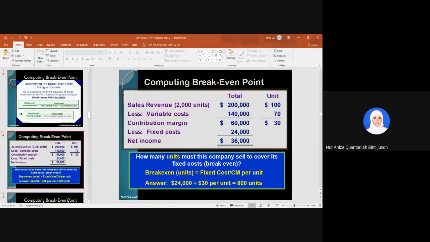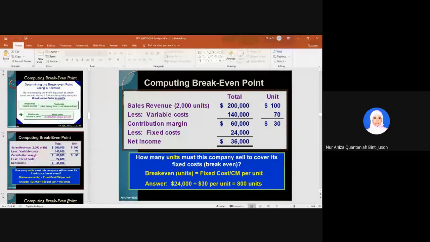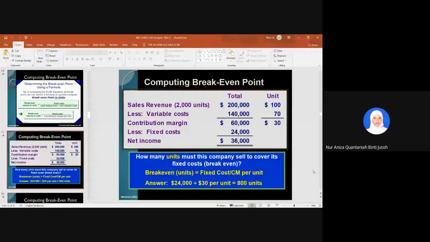Now we're looking at an example of computing the break-even point in units. This is the information given. The sales revenue is 200,000. The units sold is 2,000 units. The variable cost is 140,000. So what is the contribution margin? The total contribution margin is 60,000. To find the contribution margin per unit, 60,000 divided by the units sold, we get $30 per unit.